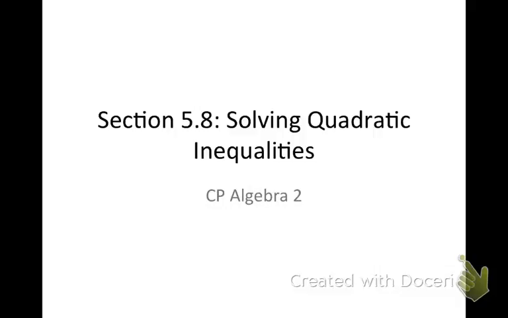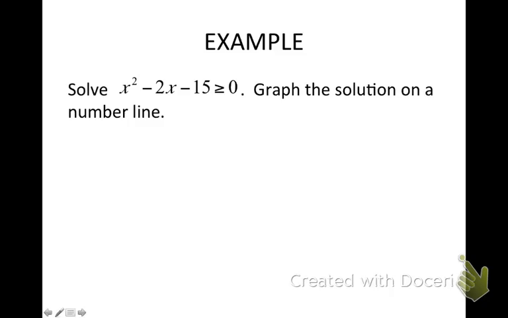When we go to solve quadratic inequalities, the first thing you're going to be asked to do is to graph the solution of a quadratic inequality on a number line. So here we have the inequality: x squared minus 2x minus 15 is greater than or equal to 0. This represents some type of parabola, which we could easily graph on our calculator. We'll do that here in a second.